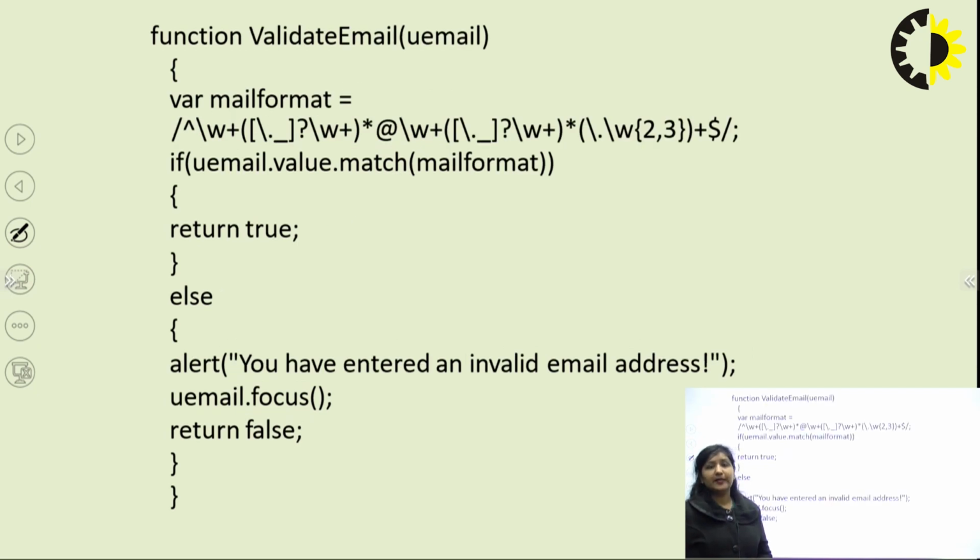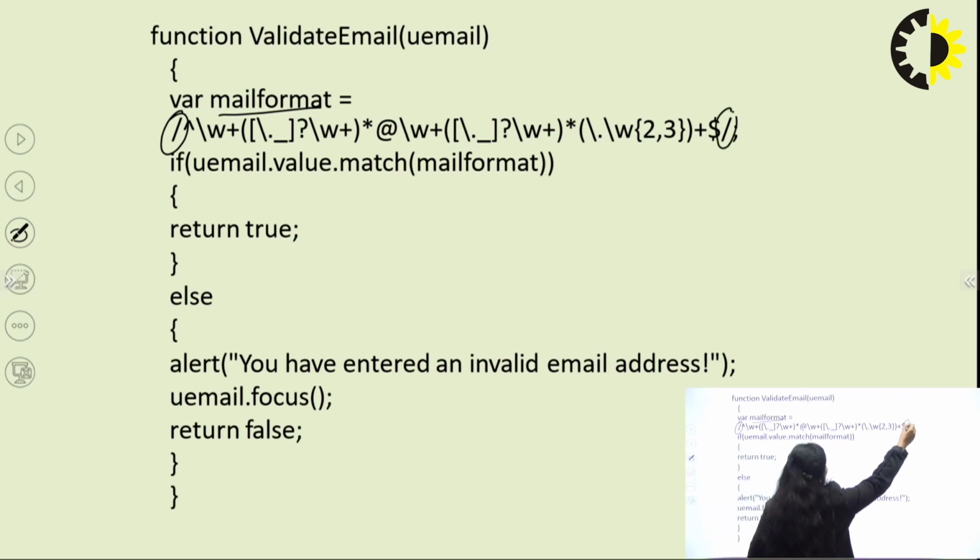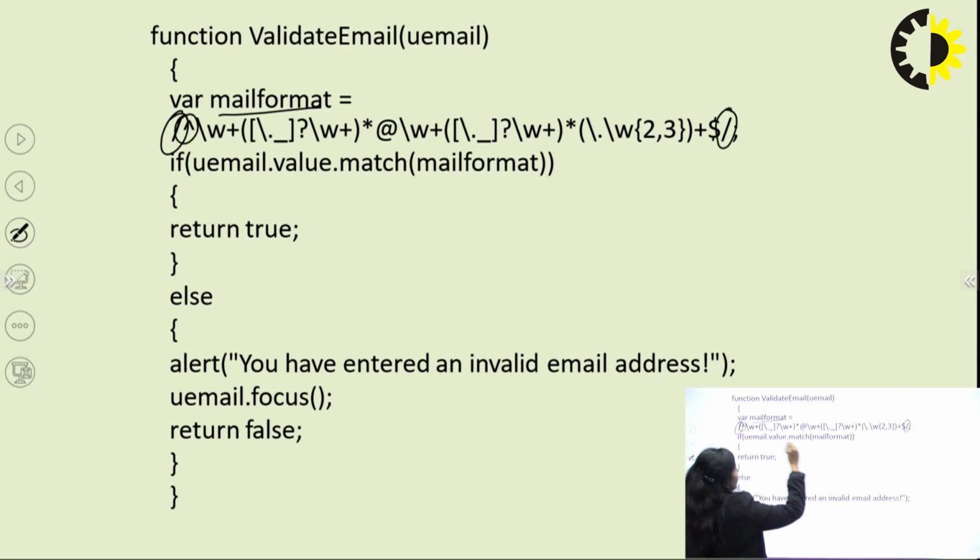Next comes validate email. Now this is a tricky thing to validate an email, how an email is to be validated. We have to write a mail format. To write the email format, again things will be the same: these slashes will be there, this exponential sign and this dollar sign with plus will be there. That means this can be repeated any number of times.